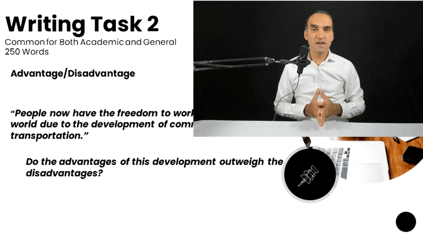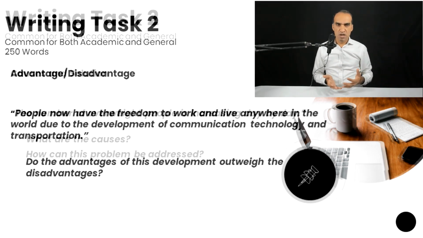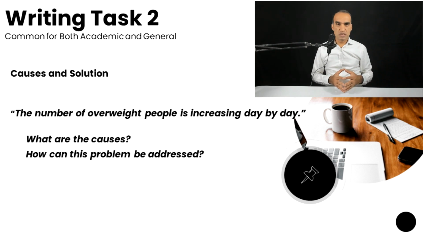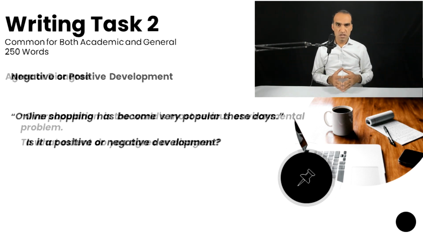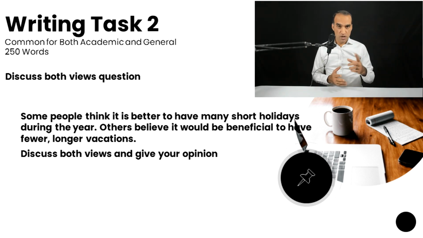In writing task 2, you will have to write an essay of more than 250 words and you will have 40 minutes. So this means altogether you will have 1 hour. The essay can be advantages, disadvantages, causes and solutions, negative or positive development, or it can be agree or disagree, or one more essay type, discuss both views and give your opinion.